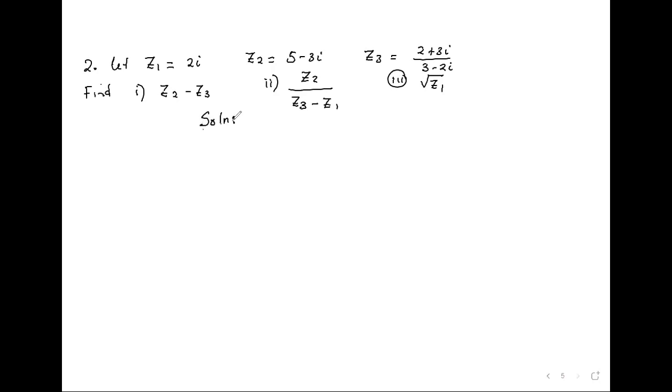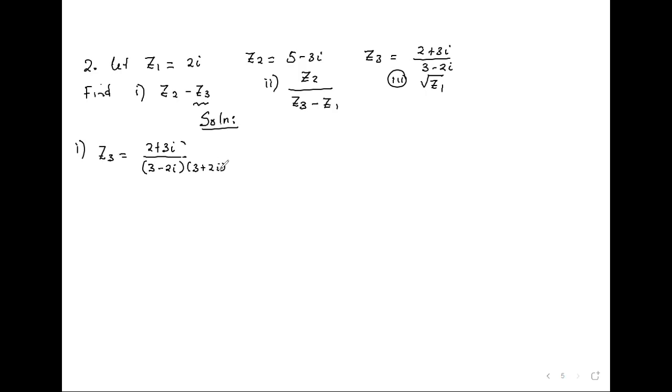Solution. Part 1, we want to use Z3. But look, Z1 and Z2 are in a normal form. No fraction, no i in the denominator. So go to Z3 first and deal with it. So let's conjugate Z3 and see how it will look.